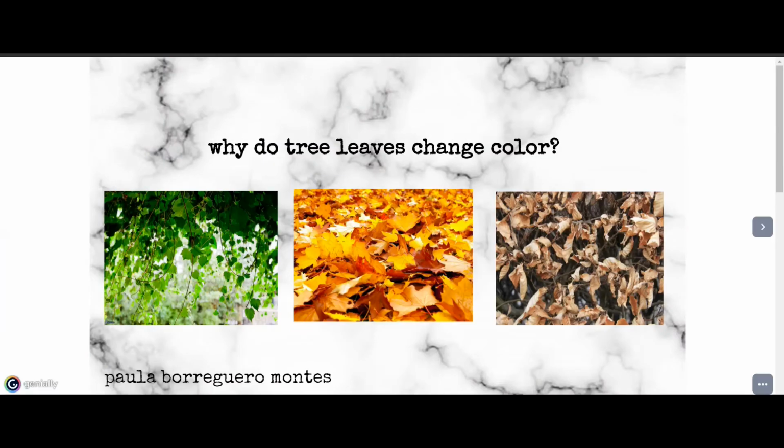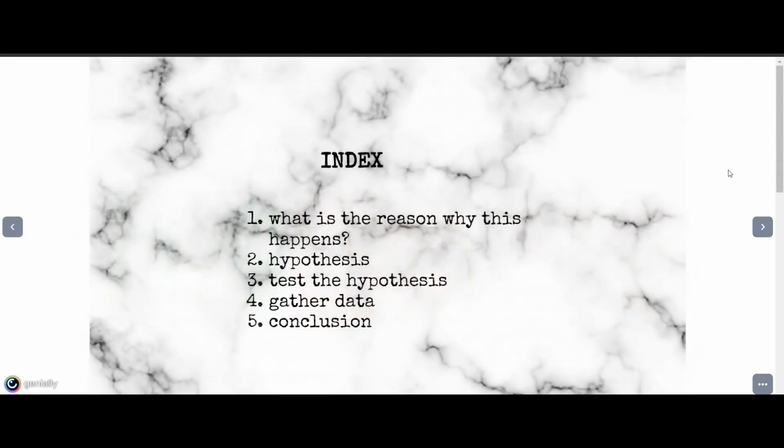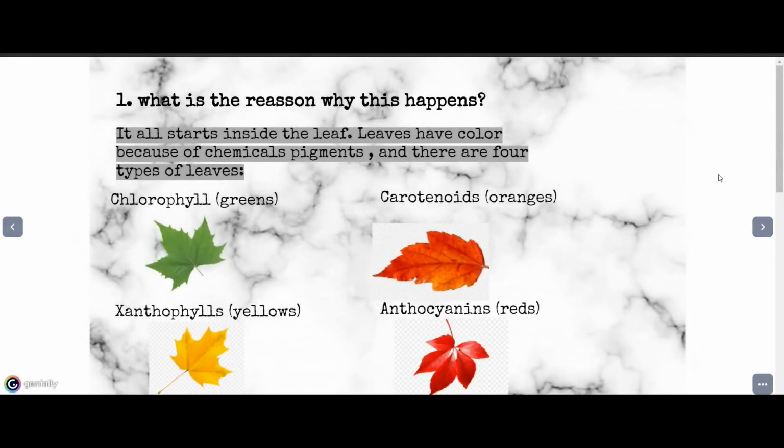And here is my example. Why do tree leaves change color? Index. 1. What is the reason why this happens? 2. Hypothesis. 3. Test the hypothesis. 4. Gather data. And 5. Conclusion.